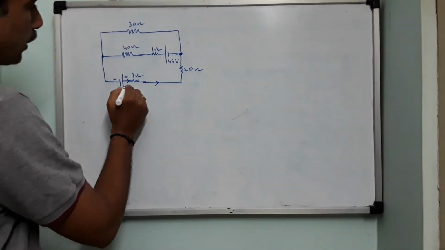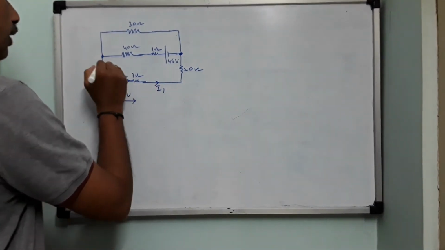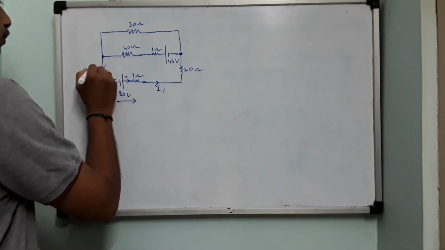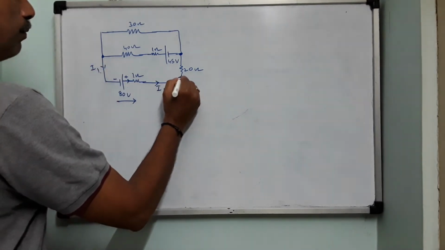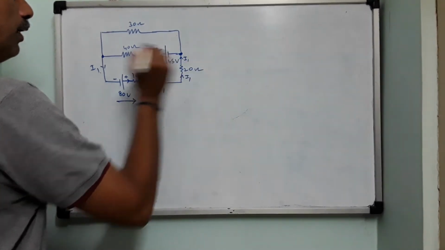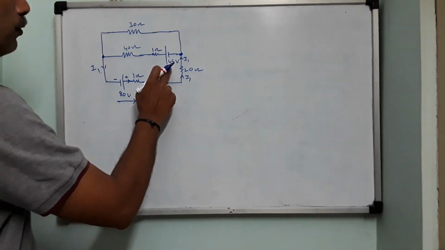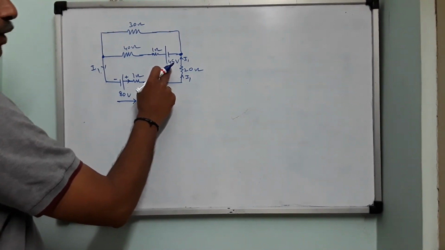If I consider this as my first cell, then I can name it as current I1. So here how much current should be there? Here also there will be I1. Here also there will be I1. And here also there will be I1 current. Okay, right. Now, come to the second cell, which is having 45 volt.